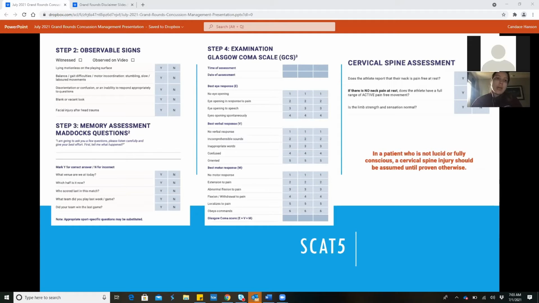Any athlete who has a GCS of less than 15 should definitely have emergent evaluation, not necessarily transported by EMS, depending on where it is. But we need a normal GCS to know that we just have concussion. Cervical spine assessment. So again, ruling out that C-spine injury. Next slide.